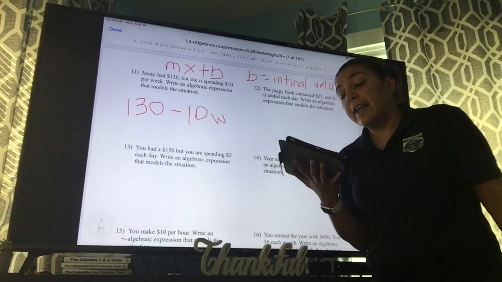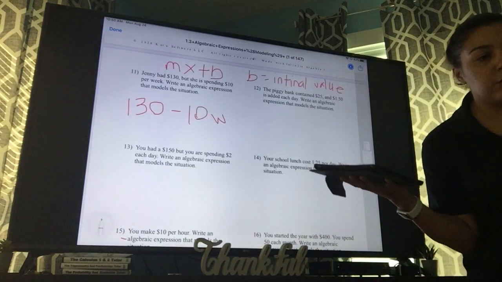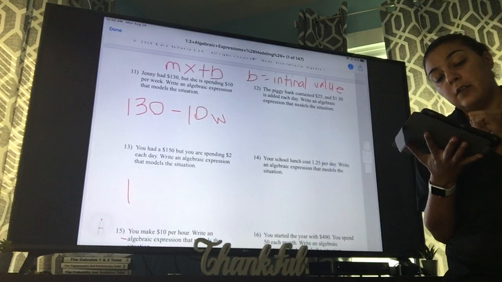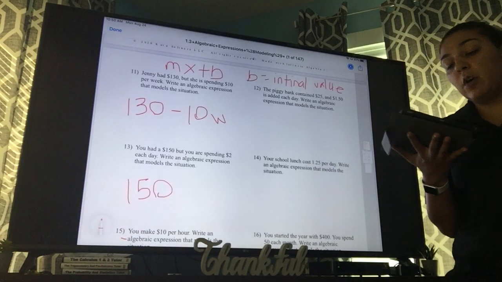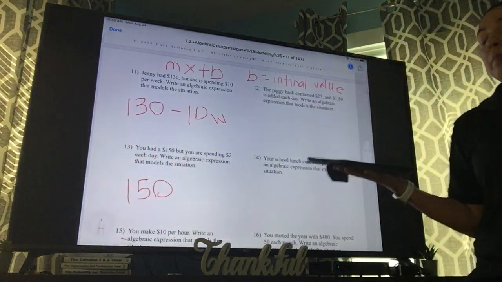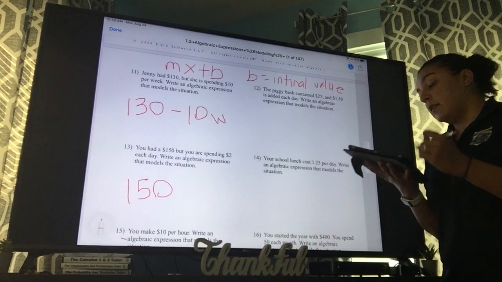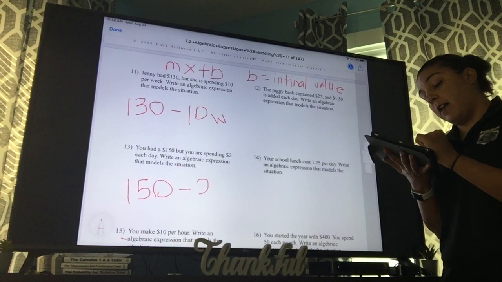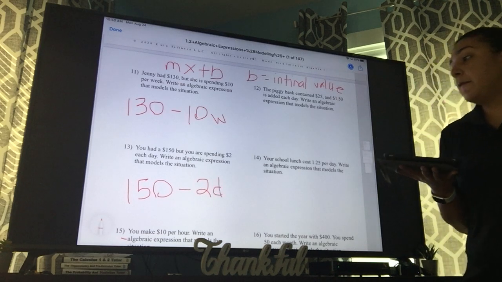So it says you had $150. So how much did you start with? 150. So write them down piece by piece. But you are spending $2 each day. So if you're spending, is it going to be plus or minus? Minus. Minus $2 a day.